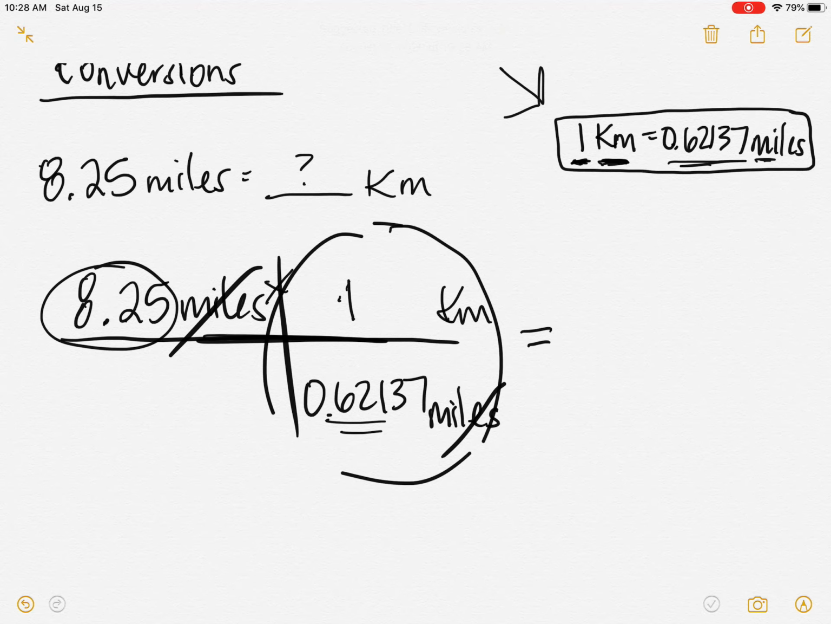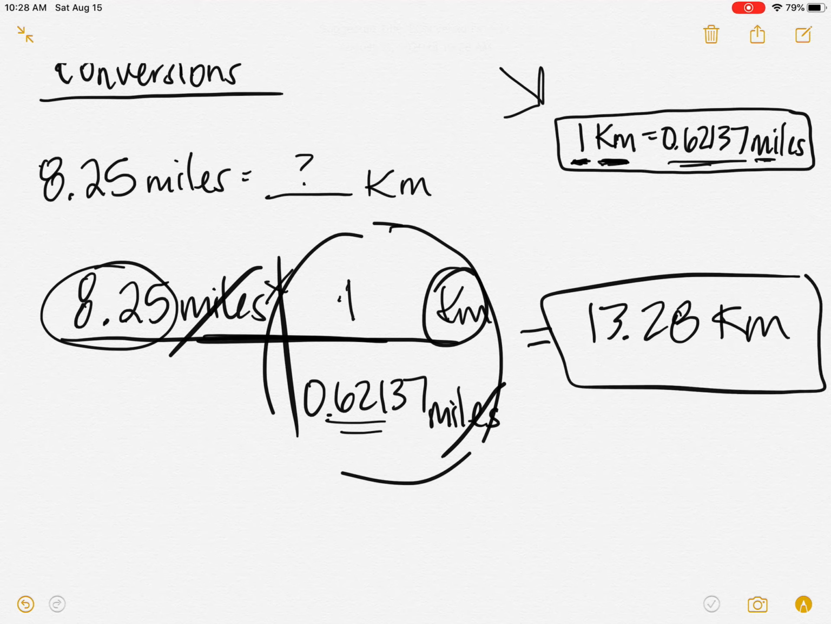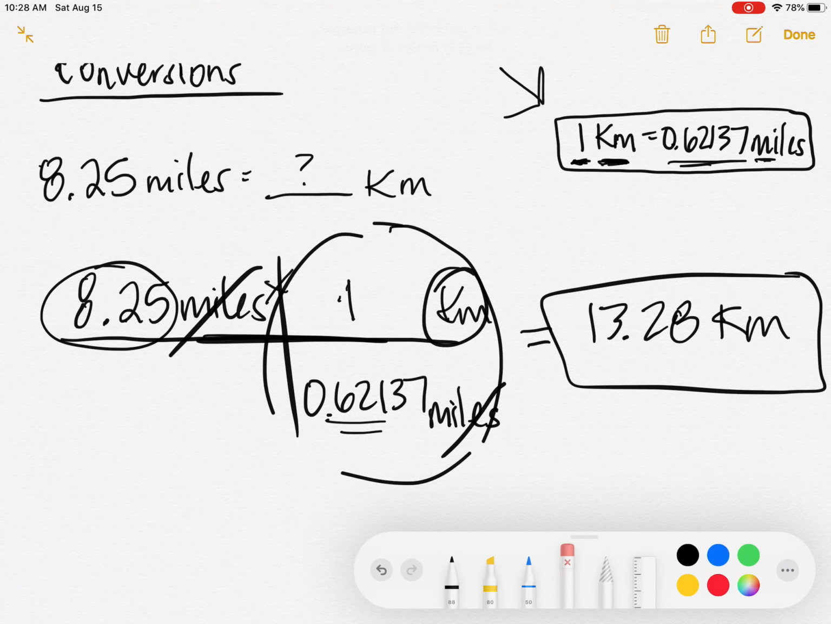Of course, I need a calculator. And we get something like 13.28. My unit that remains is the kilometer, and that's my final answer. Okay? So this is an example of a conversion. So let's do another one.